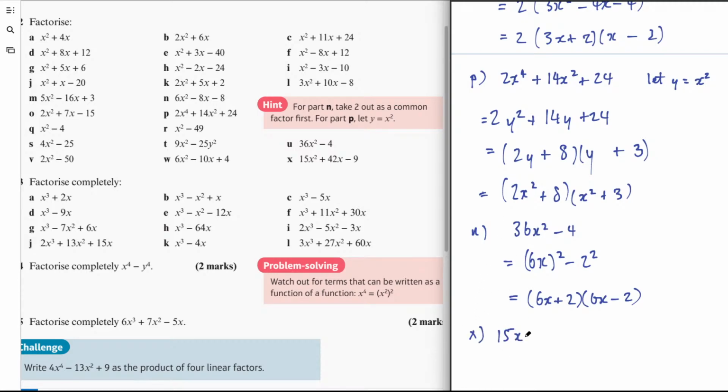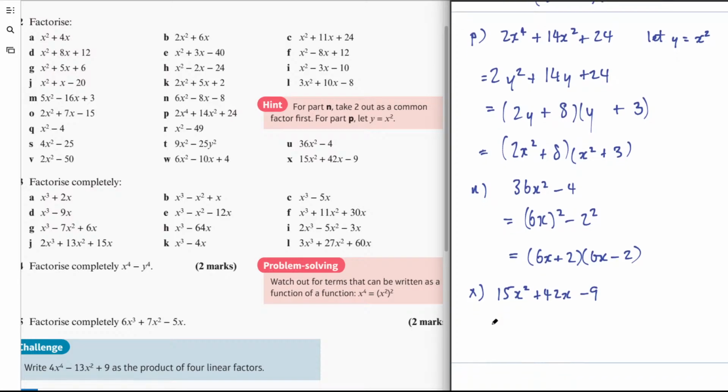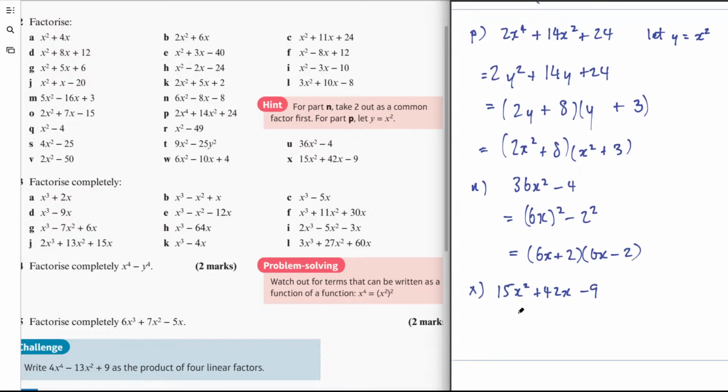Last one of this exercise. Factors of 9 and 15 that make 42. Let's think. Well, I feel like we're going to have to use 15 and 1 to get 42. So let's try that. So 15 times 3 is 45. Take 3 is 42. So we could do a positive 3 and a negative 3, and that would give us 15x squared plus 42 take 9.